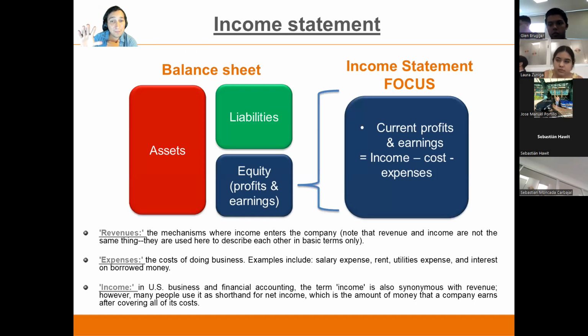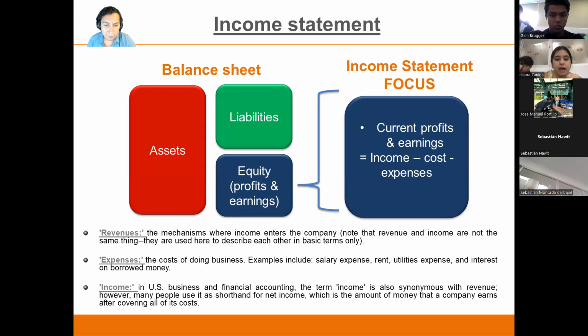So guys, remember the income statement is a detailed way to show an account from the balance sheet. What is the account in the balance sheet? It's called current period earnings, or profits and losses from this year. It is a more detailed way because you show the revenues, which are the mechanisms where income enters the company. And revenue and income are not the same thing. I will explain it afterwards. Then the expenses, which are the cost of doing business, like salaries, rent, utilities expense, and interest on borrowed money.